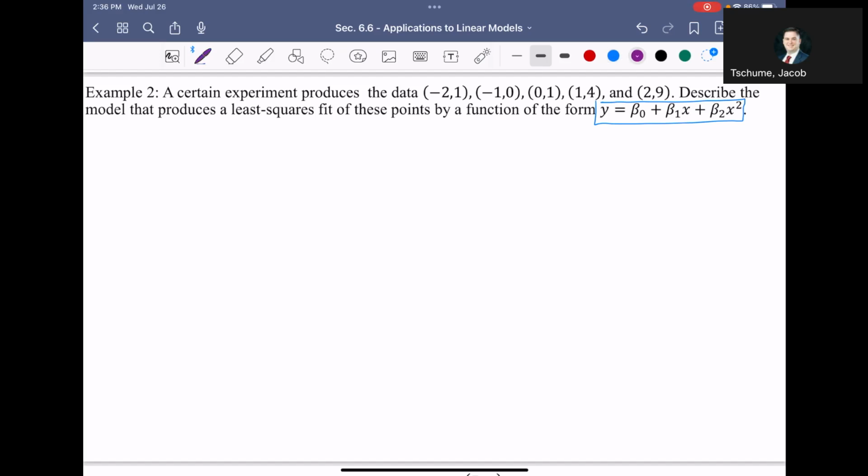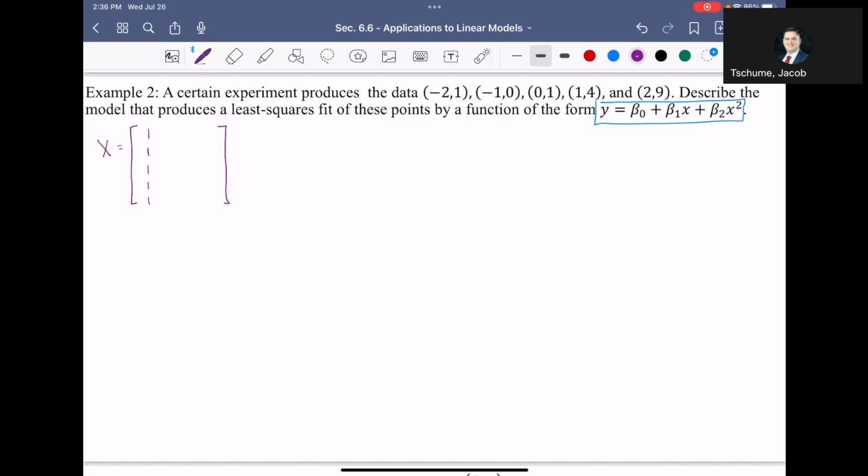So we've got to find a few things here. Number one, we've got to find our matrix X. Since there are 3 unknowns, we're going to need 3 columns to generate all of this, going with the variable of each. There's no variable attached to beta naught, so that's understood to be 1. There are 5 data points, so I'm going to put 5 ones down the first column.